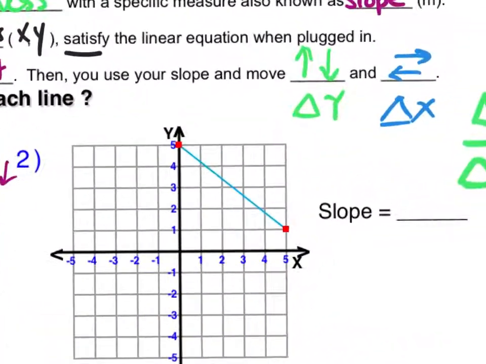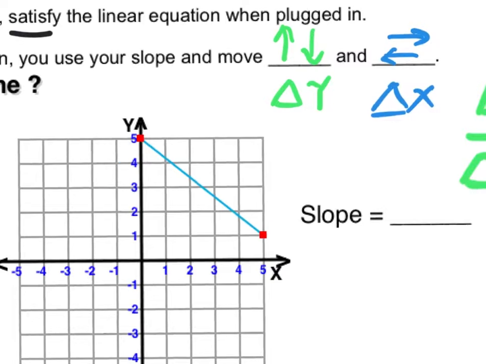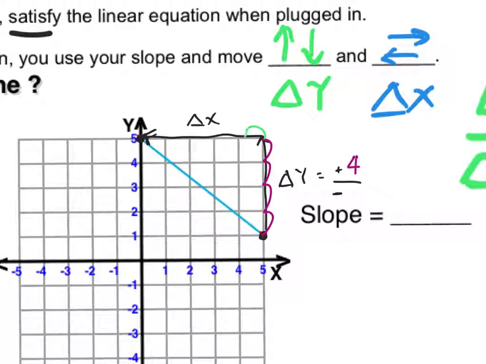Okay, so that's it guys. That's all you have to do, is find the slope. How did you get from one point to the other? Okay, what's your change in y? And then what's your change in x? And don't forget, if you're going up, that's going to be positive. And if you're going to the left, that's going to be negative. Okay, so you go 1, 2, 3, 4. And then you go 1, 2, 3, 4, 5. There you go. That's it.